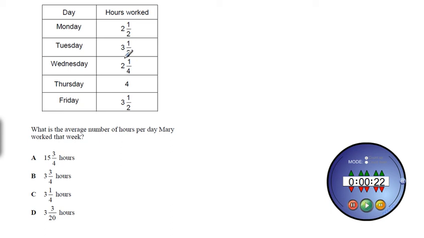We've got mixed numbers here, so let's just look at the whole number part. If we add these up, we'd have 2 plus 3 plus 2 more plus 4 plus 3, and that is 14 hours. And then we can take the fraction part, and we don't have a common denominator, but we can find one. And looking at our answers, it looks like it's probably going to be 4.